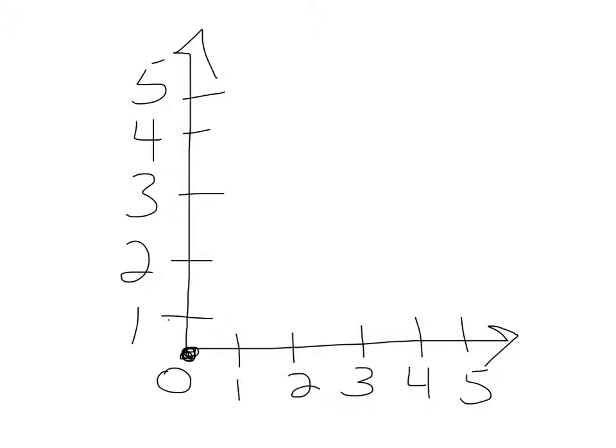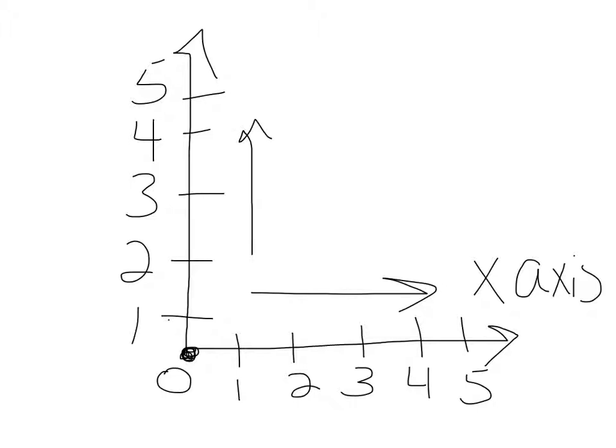Now, this line here that goes horizontally is called our x-axis. And our line that goes vertically is called the y-axis. And so I know if I'm going horizontal this direction, I have my x, and if I go this direction, I have my y's. Let's look at what we can do with that.